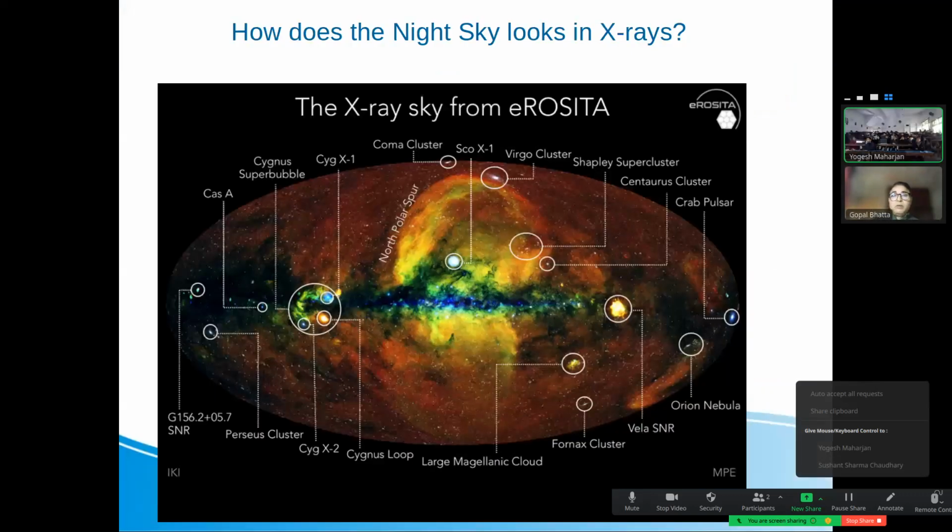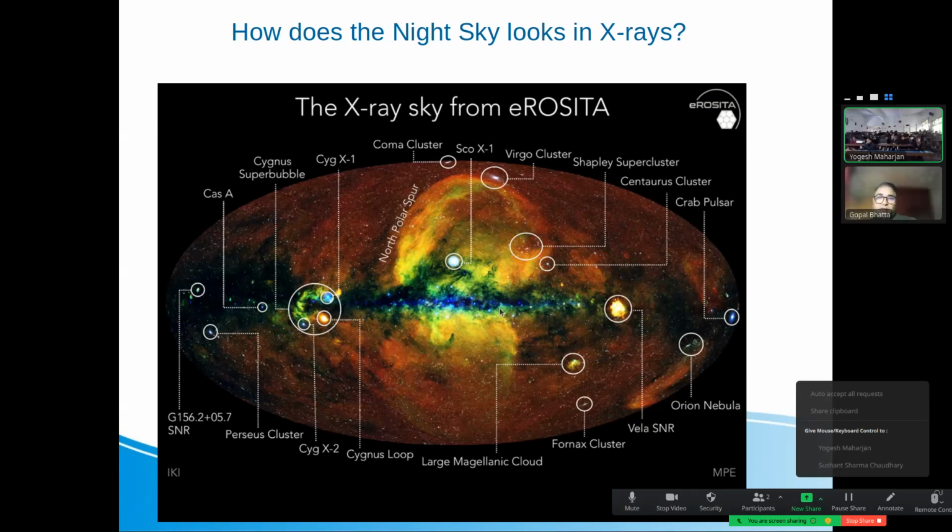All right. How does the universe look if you look through an X-ray telescope? This is what you see. This is the all-sky scan map from one of the modern X-ray telescopes known as eROSITA, by ESA, the European Space Agency. When you look through this telescope, that's what you see.